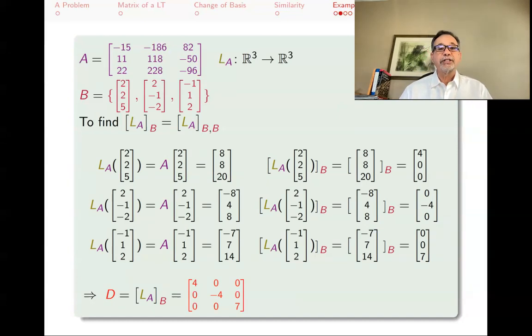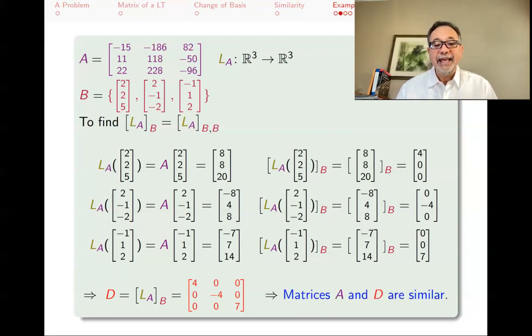A diagonal matrix is a matrix that has zeros everywhere other than possibly on the diagonal. And this is a much nicer matrix than A, and it's similar to A. So matrices A and D are similar. And so we're going to use that to our benefit in terms of finding A to the 100.